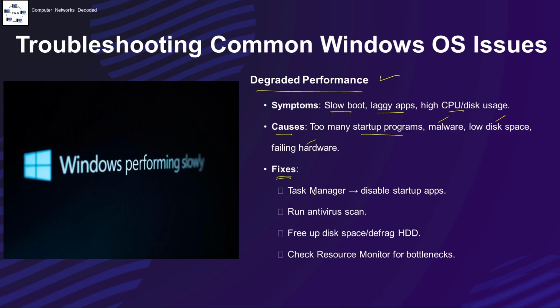The fixes include to go to the task manager and disable the startup applications that are not required and are causing the degraded performance of the operating system, to run the antivirus for any viruses and malware, and to free up disk space and to run the defrag utility on the storage and hard disk drive, and also to check the resource monitor for the services or applications that are causing the bottleneck in the system performance and that are using most of the resources, including RAM and storage.